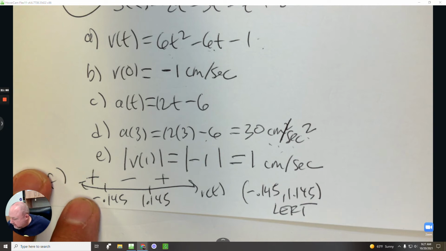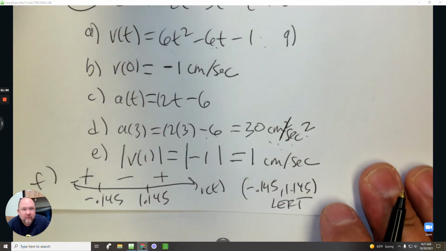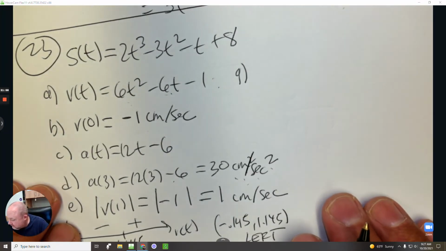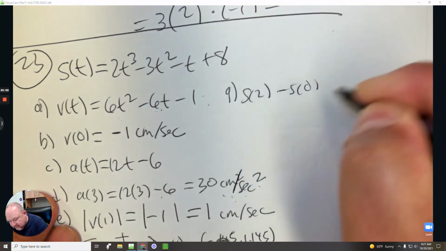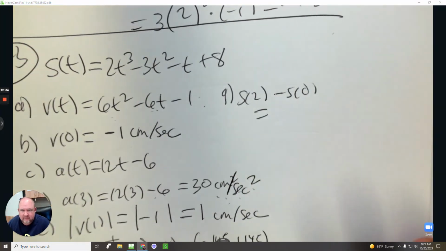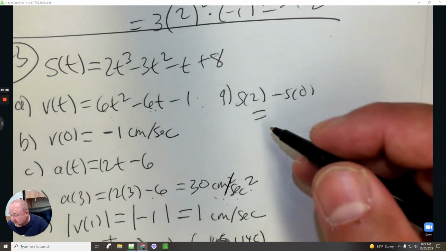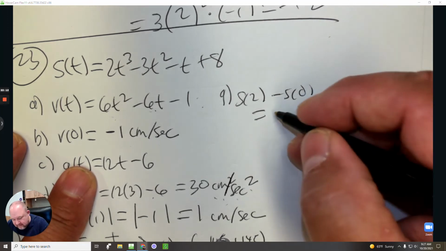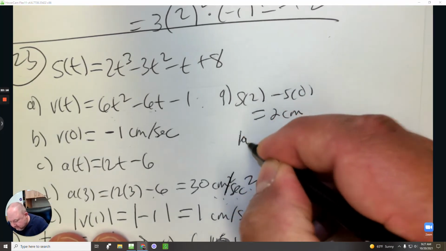G, what is the object's displacement? So displacement has to do with the position, and it's just where it starts and where it ends. So from 0 to 2 seconds, you plug in 2, and then you plug in 0, and you subtract. You can use your calculator. I'll just tell you the answer. When you plug in 2 and plug in 0 and subtract, you get the answer 2, and it's centimeters.